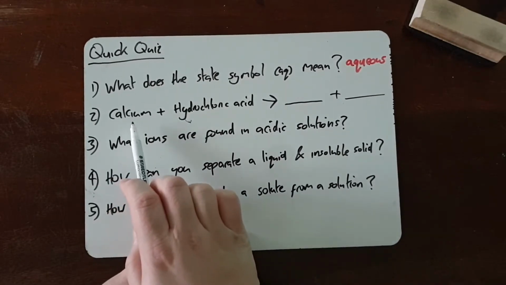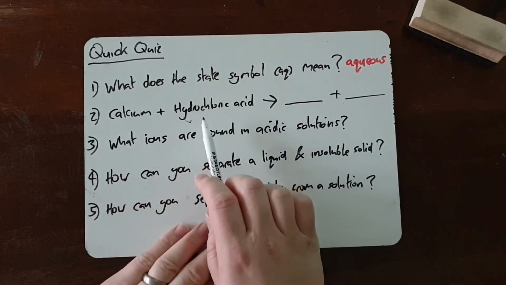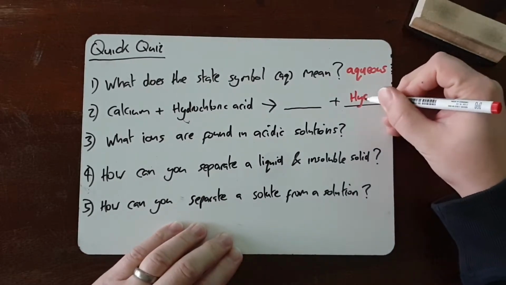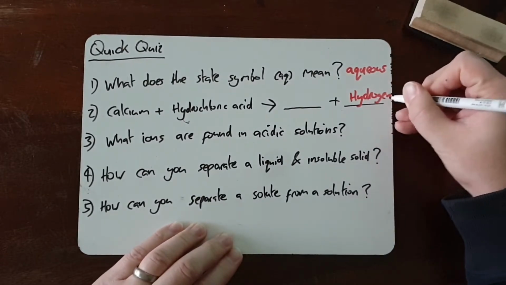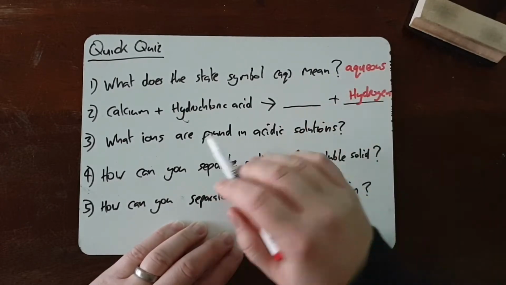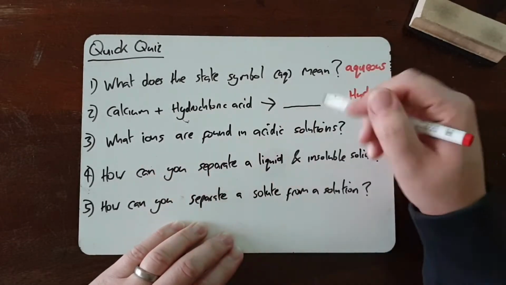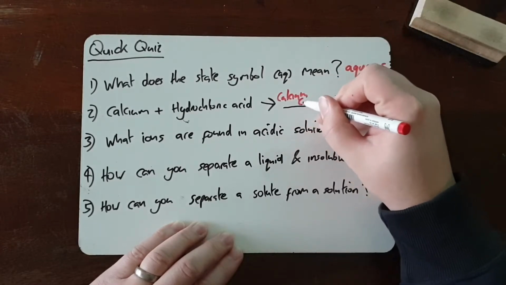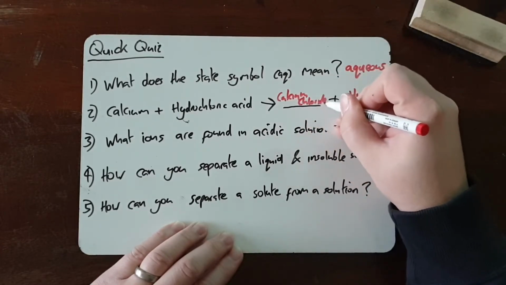Right, calcium is a metal. Metal plus acid makes salt and hydrogen. So we know that one of these is going to be hydrogen gas, hydrogen. And what salt is it going to be? Well, it's calcium and it's hydrochloric acid. So it is calcium chloride.